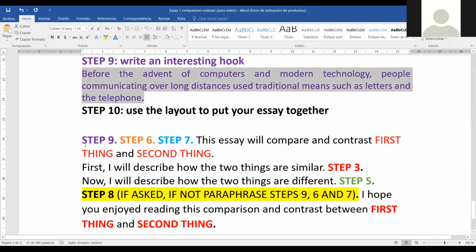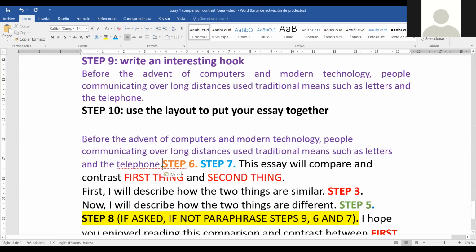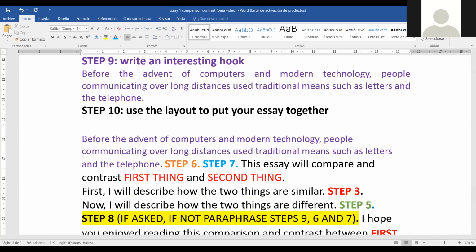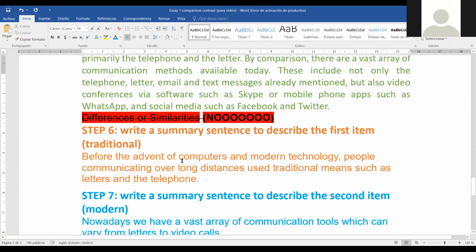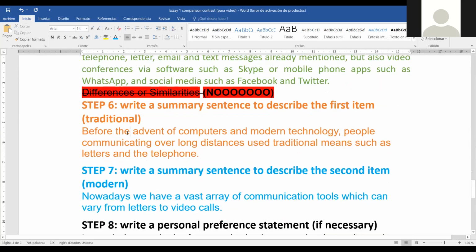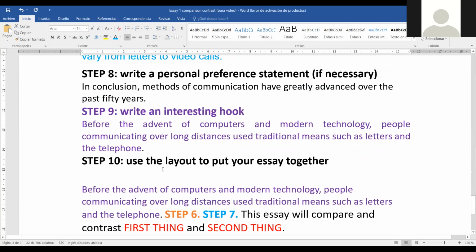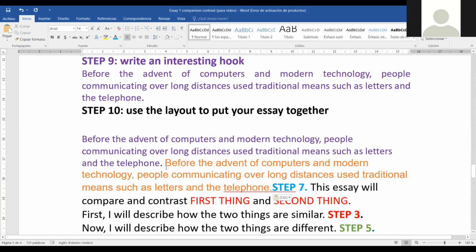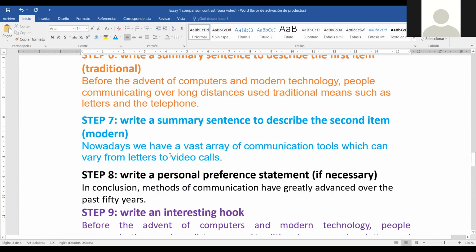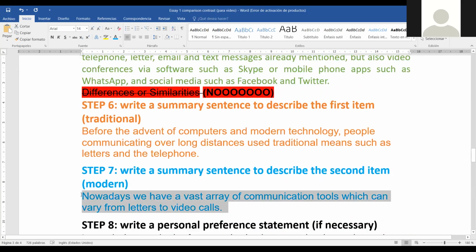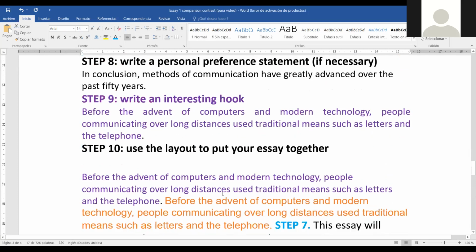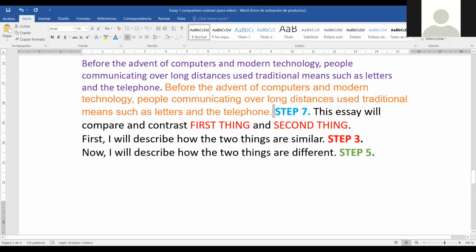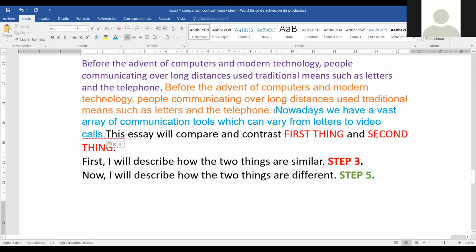Remember, you always start your essay with a hook. This is my hook. Then it says step 6. Step 6 is a summary of the first item. The first item is the traditional means of communication. I paste it here. Then I have my step 7. It is here.